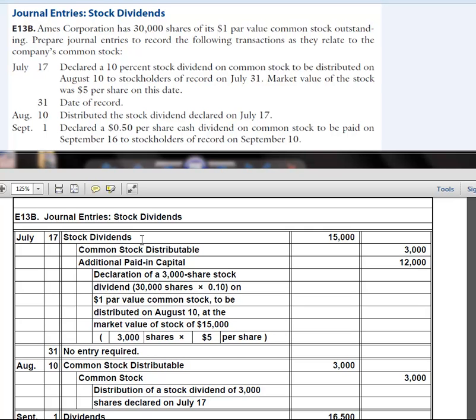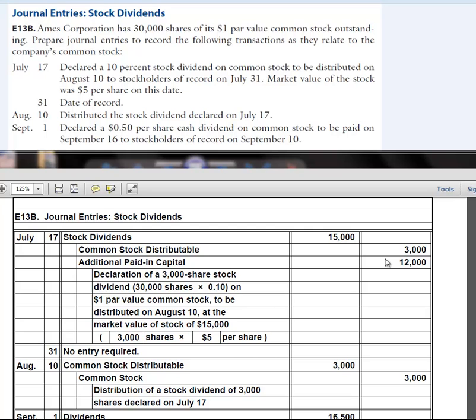So our debit to our stock dividend is going to be our 3,000 shares times our $5 per share, the market value. So the stock dividend account is always recorded at market value. So that's $15,000. Now our common stock distributable is always going to be recorded at the par value. So 3,000 shares times our $1 par is $3,000. So any difference here will be credited to the additional paid-in capital account.